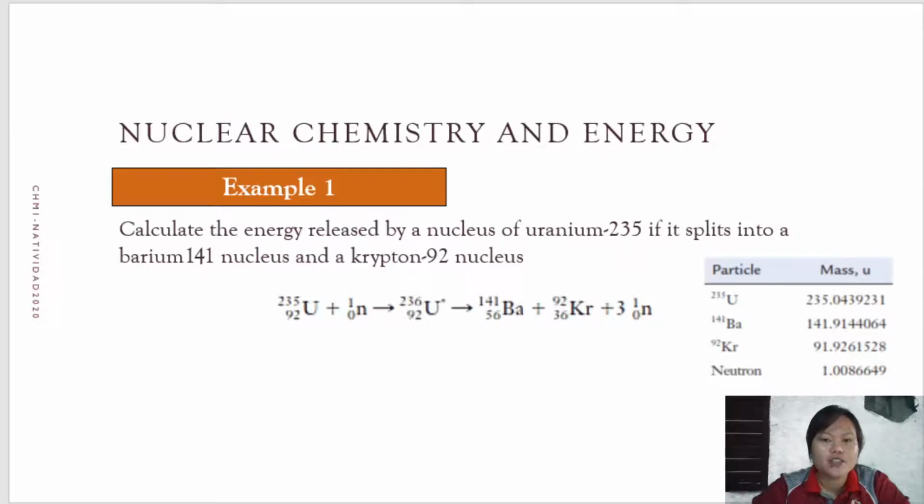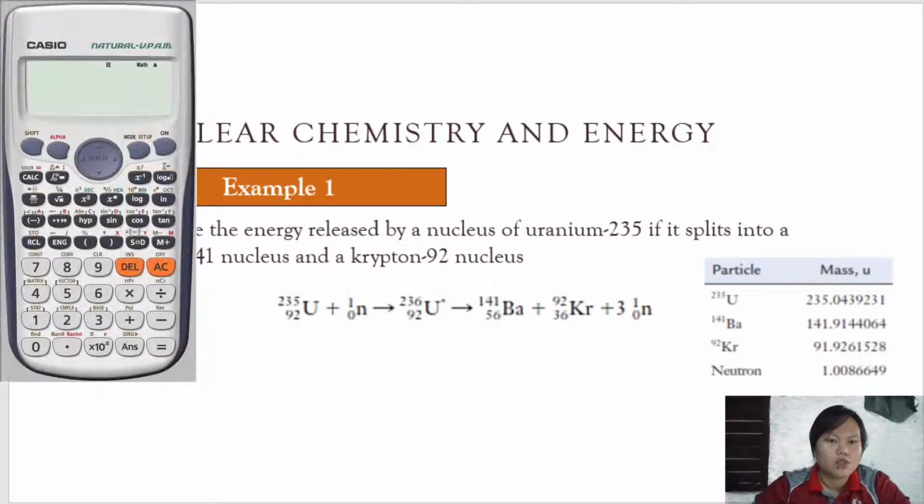Calculate the energy released by a nucleus of uranium-235 if it splits into a barium-141 nucleus and a krypton-92 nucleus. We're fortunate enough that we're given the equation. Now we will be executing based on our formula. So let me just show you the calculator because we'll be using it. Okay, so we have here our calculator. It's a bit big. Okay, so let's try to solve this problem.